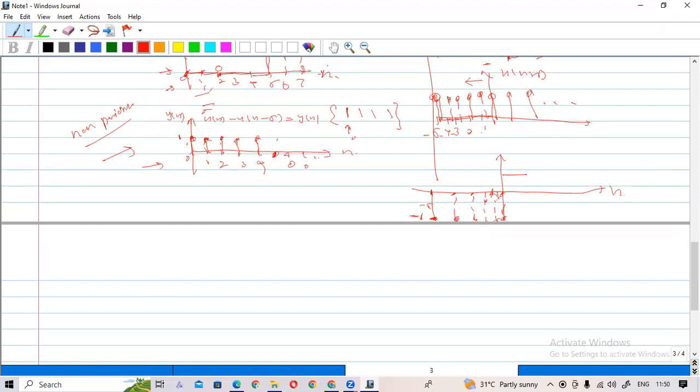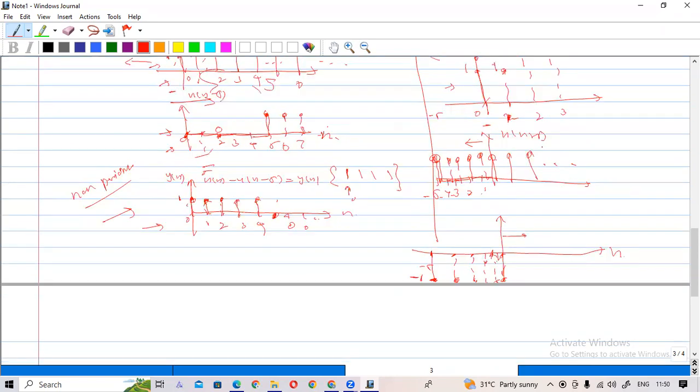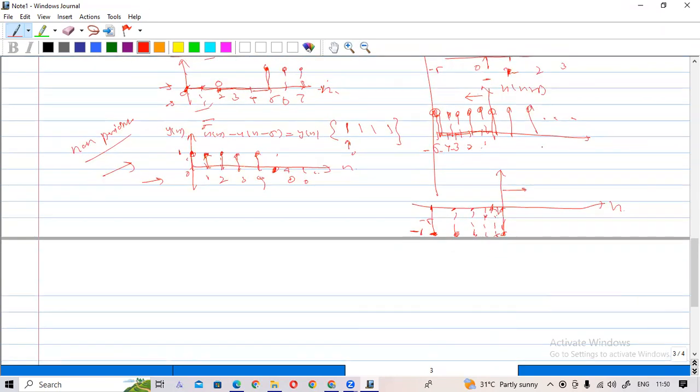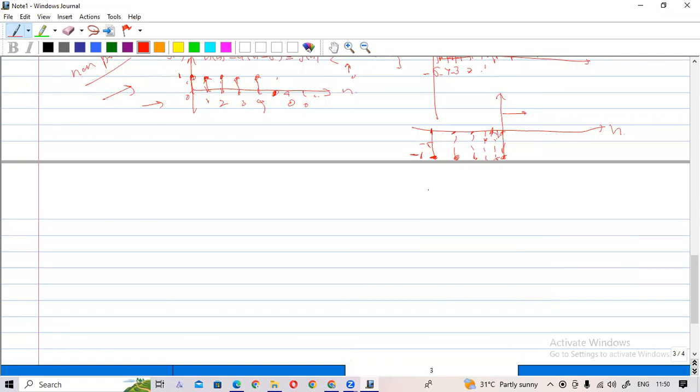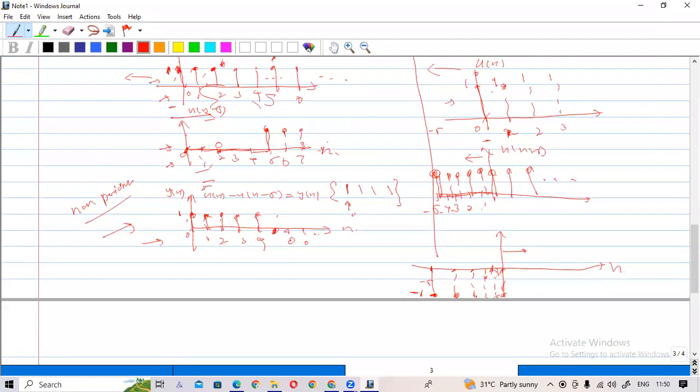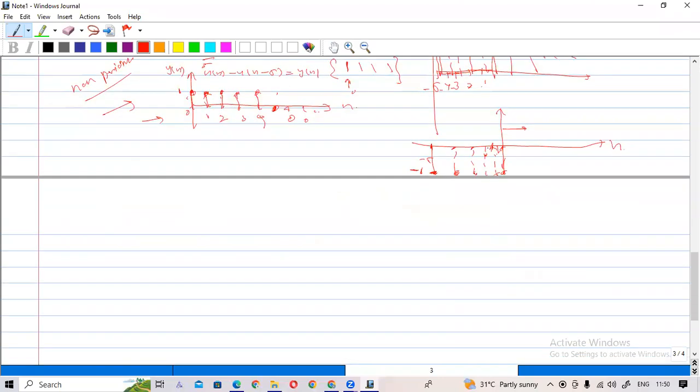So what happened to here? Sorry, the 0 sample will be 0, because here 1 minus 1, so it will be 0. The 0th sample will be 0. First sample also will be 0. Second sample also will be 0. The third sample also will be 0.